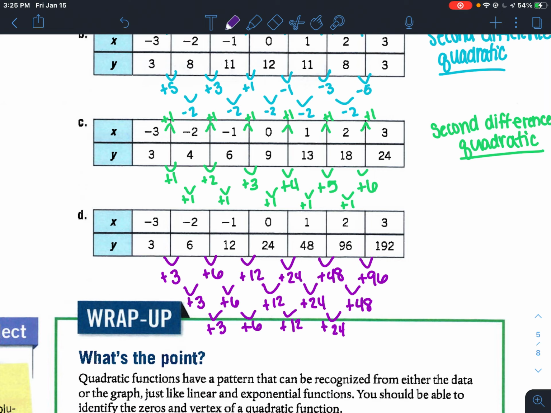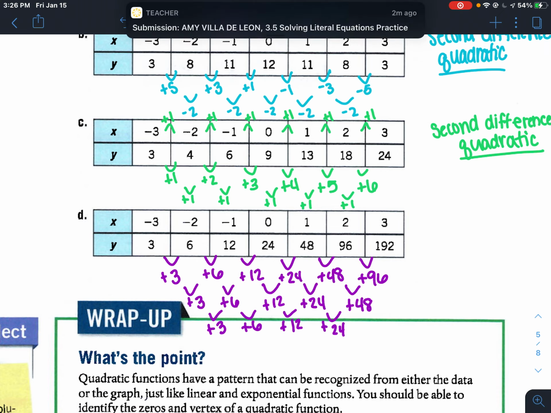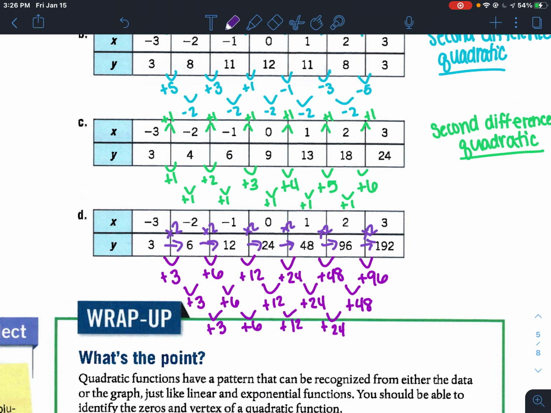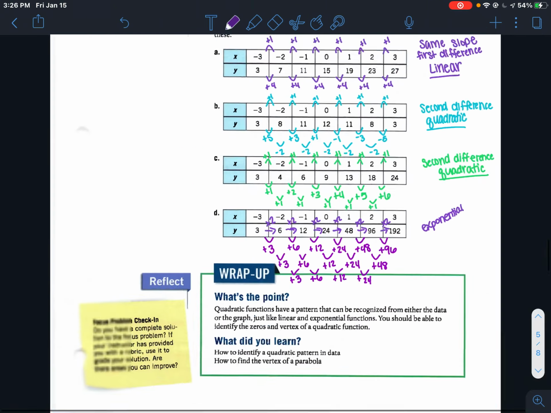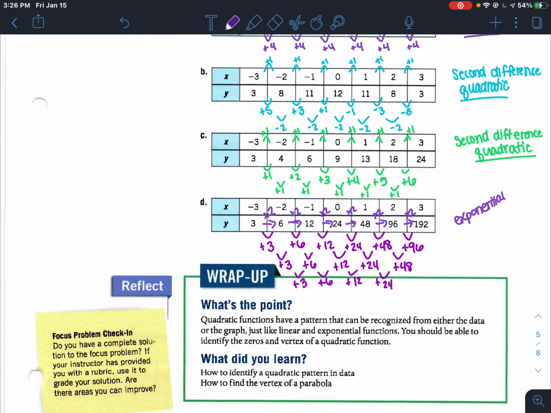So it's not the first difference. It's not the second difference. It's not the third difference. If I do this again, I think you can kind of see what pattern is going on here. What am I doing? I'm multiplying all my y values by 2. When I multiply to get to the next term, it's exponential. So exponential does not depend on first and second differences. It is multiplication. If you multiply from one number to the next number, it's exponential. Okay, so go ahead and give those homework problems a chance.